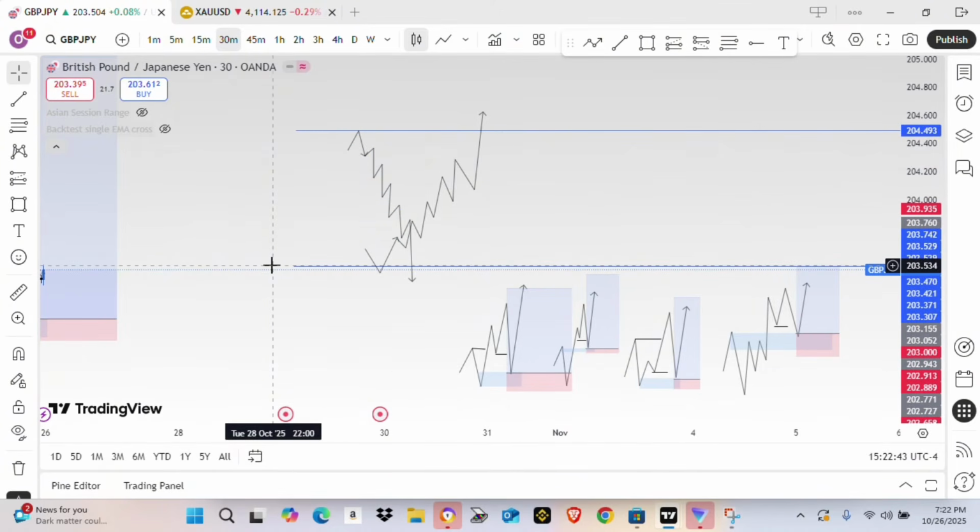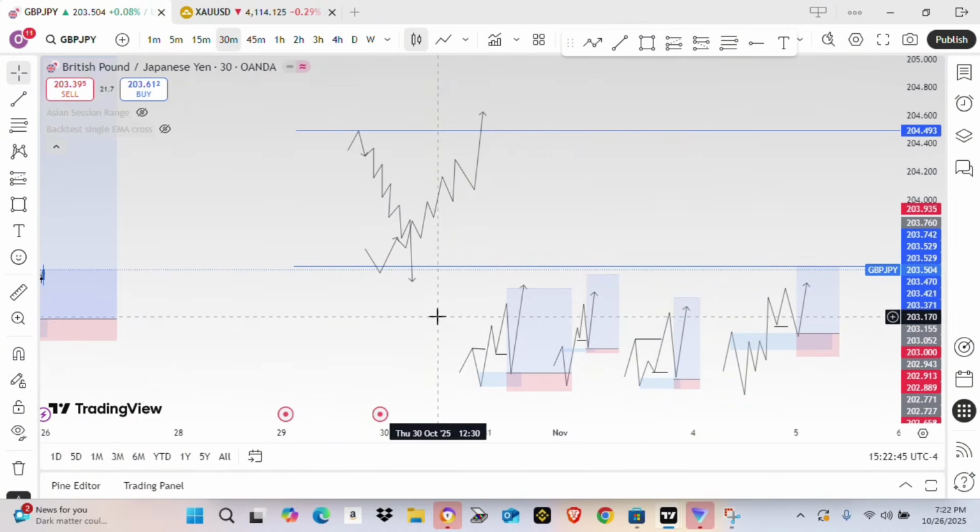So after the market takes all these levels, you will see what the market did next. The market started buying and buying and buying, right?